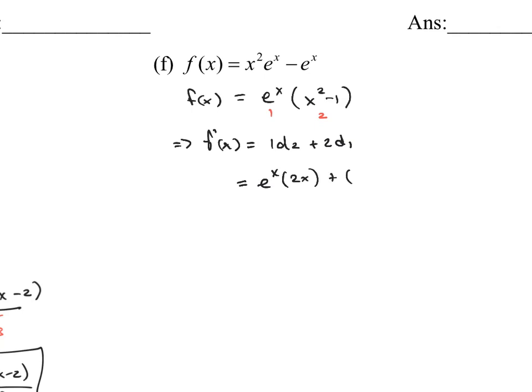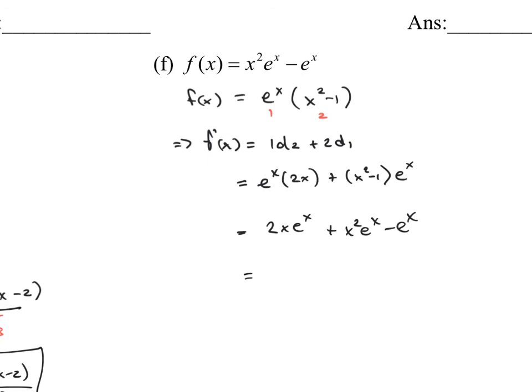Plus the second function, which is x squared minus 1, times the derivative of the first function. Well, what's the derivative of e to the x? It's simply e to the x. So what do I have here? Well, I'd have 2x e to the x plus x squared e to the x minus e to the x, if you will. And all I did there was just distribute out that e to the x across the x squared and the minus 1. That's all I did.